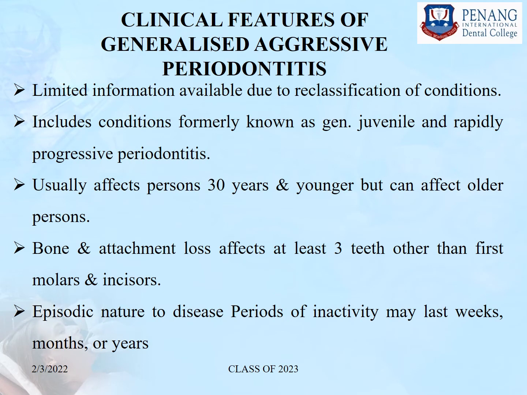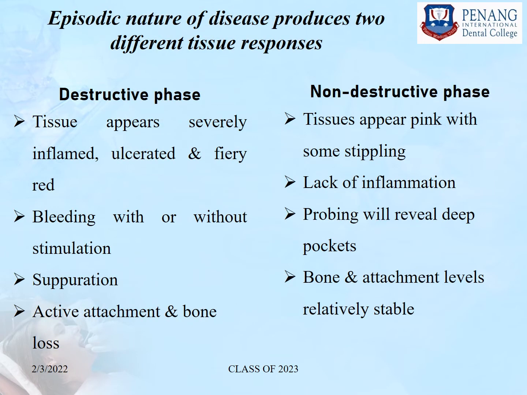Clinical features of generalized aggressive periodontitis: there is limited information due to reclassification of conditions. It includes conditions formerly known as generalized juvenile and rapidly progressive periodontitis, affects people 30 years and younger, and attachment loss is more than 3 teeth, out of which molars and incisors are also part of them. Episodic nature to disease with periods of inactivity that may last for years is present. The episodic nature of the disease produces two different tissue responses: a destructive phase and a non-destructive phase.